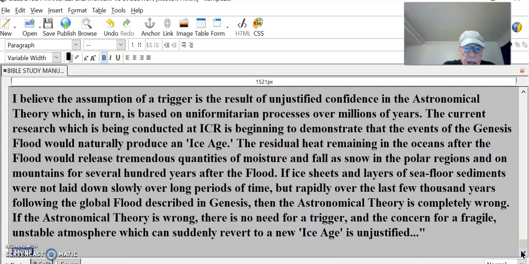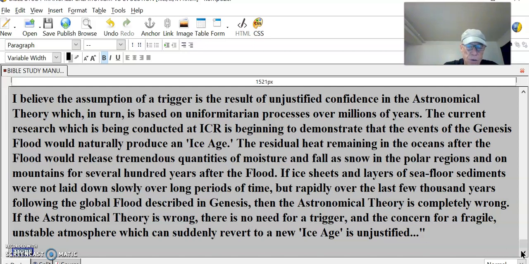I believe the assumption of a trigger is the result of unjustified confidence in the astronomical theory, which in turn is based on uniformitarian processes over millions of years. The current research, which is being conducted at ICR, Institute of Creation Research, is beginning to demonstrate that the events of the Genesis flood would naturally produce an ice age.